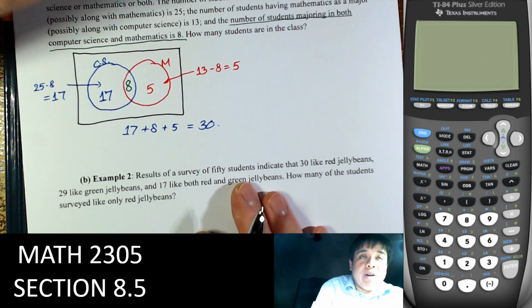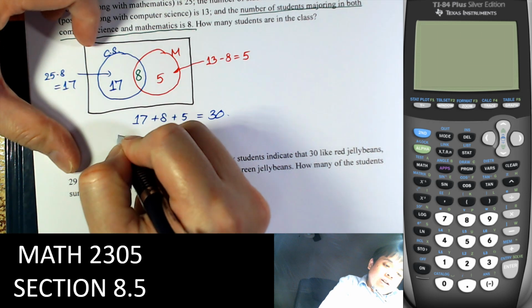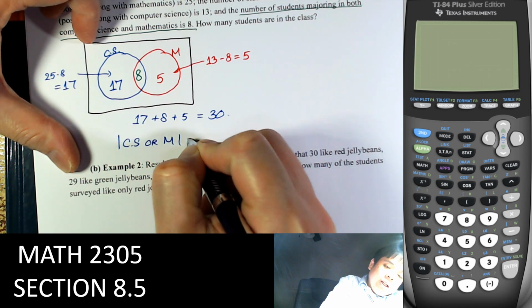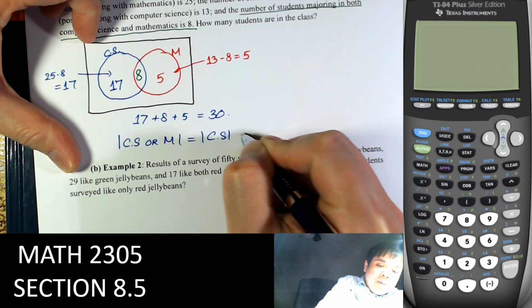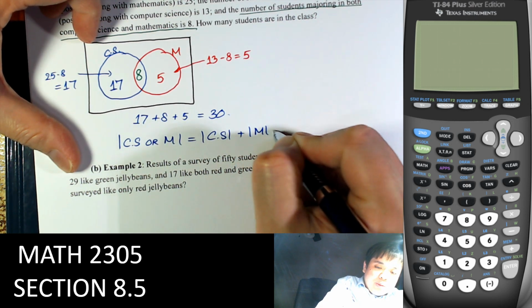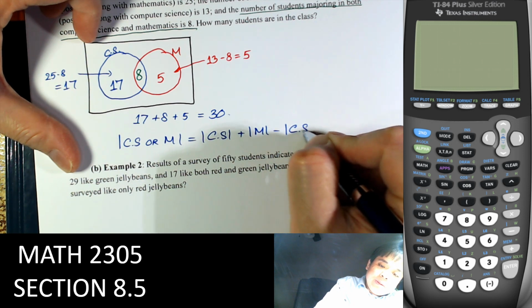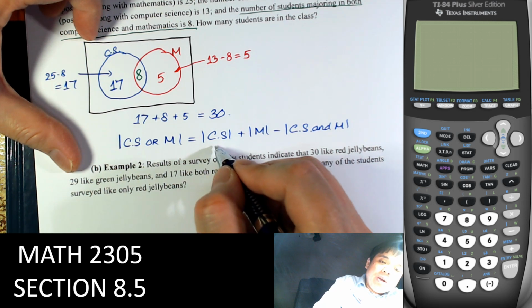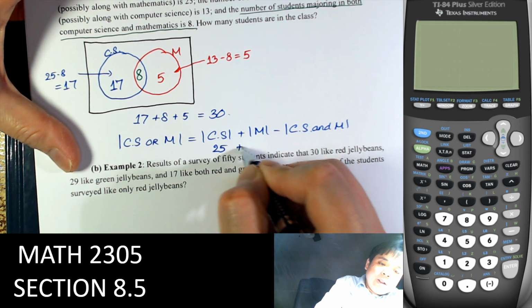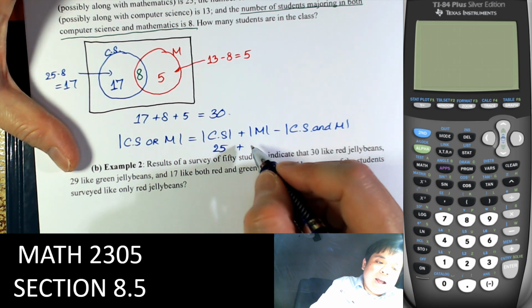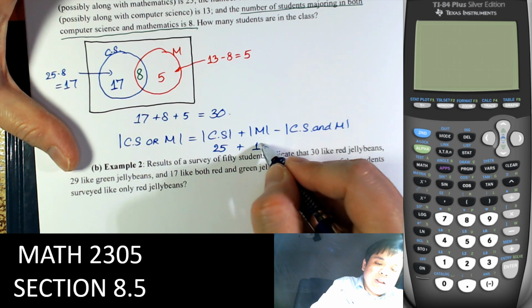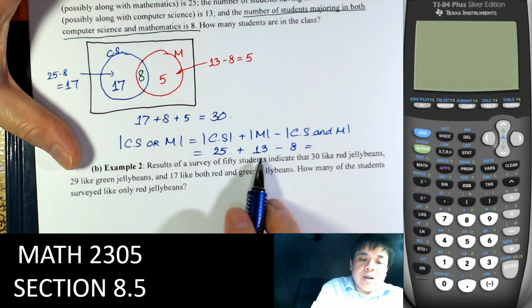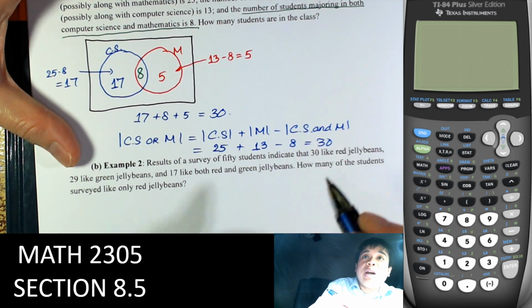If we don't draw the Venn diagram, we can use this. The number of computer science or math is equal to the number of computer science plus the number of math, subtract the overlapping. Right, computer science there are 25, 13 math, minus 8, that is both. That is 38 minus 8, that is 30. So either way, we have it.